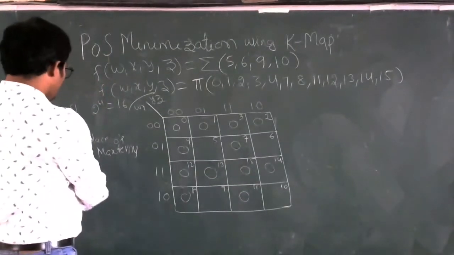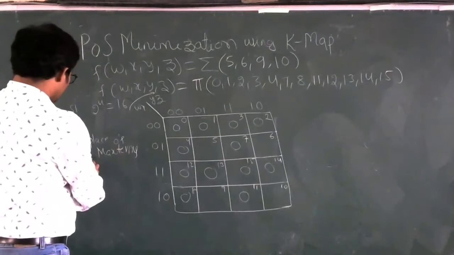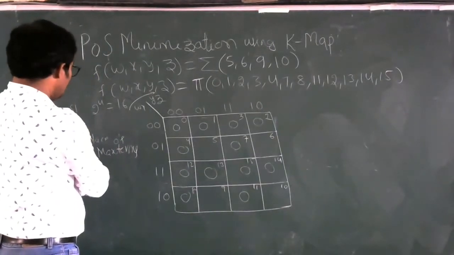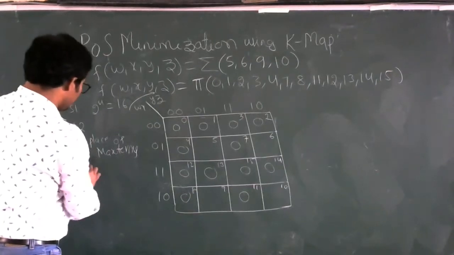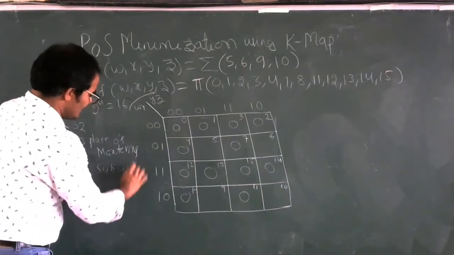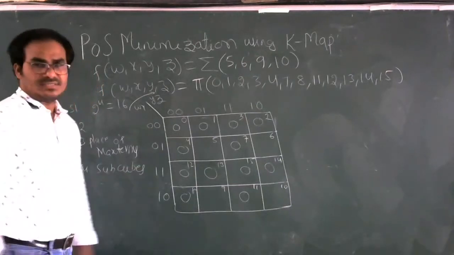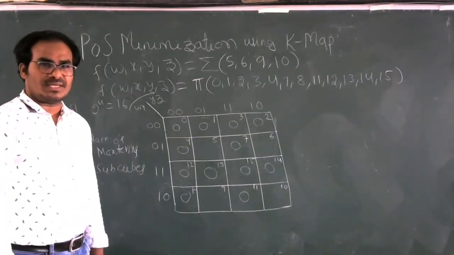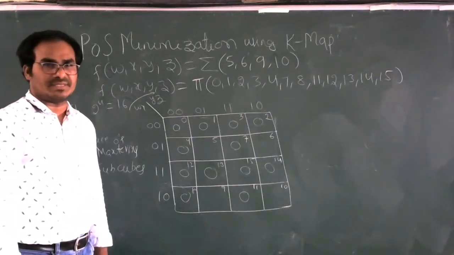What is our next step? You have placed the zeros. Step 1, identify the size. Step 2, draw the map. Step 3, place the zeros. Step 4 is to group the adjacent cells to form the subgroups. The procedure remains the same.